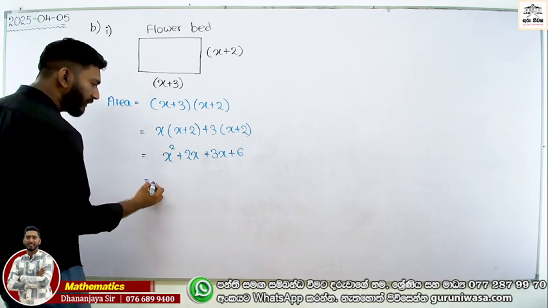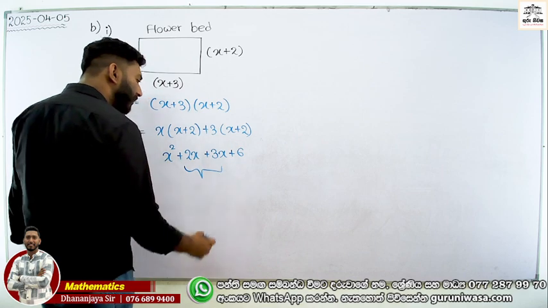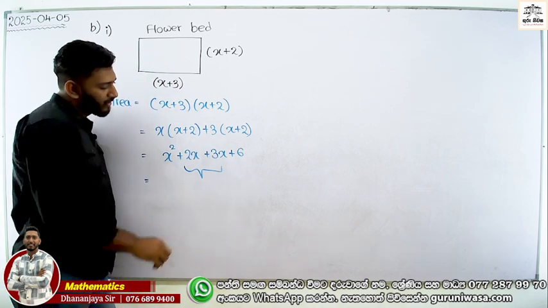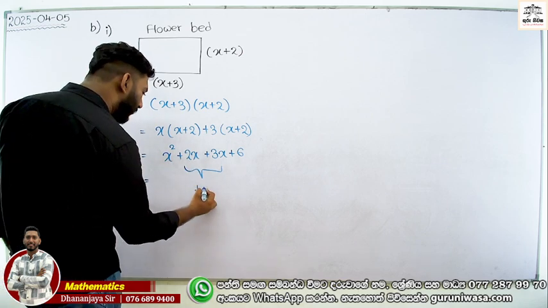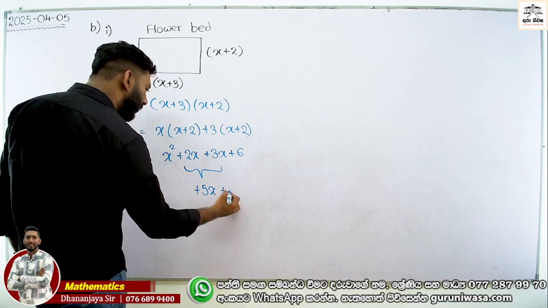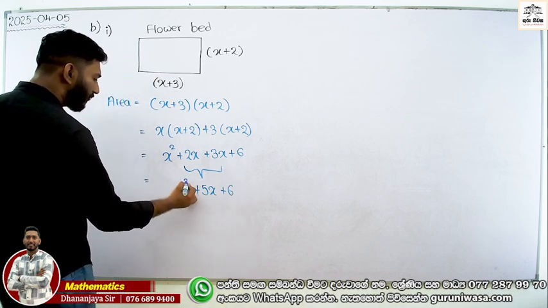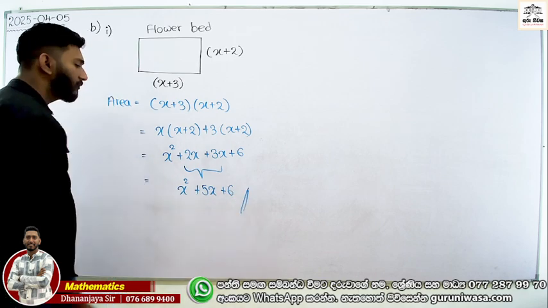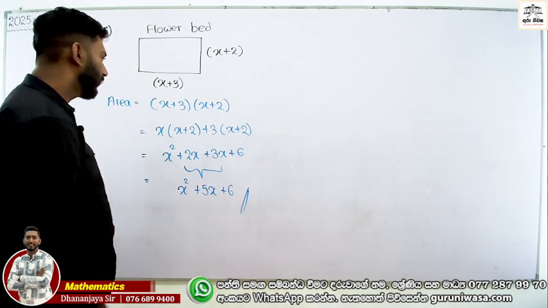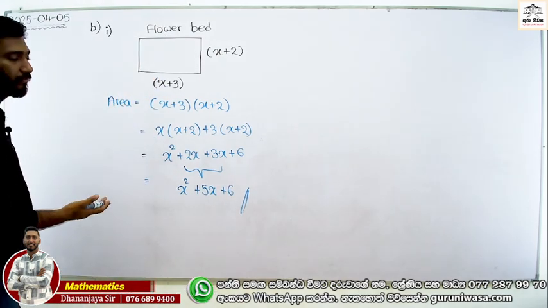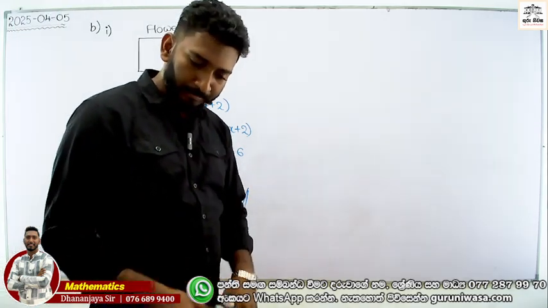Now you can simplify the like terms. Look at the middle one. Now what is the answer? Plus 2x plus 3x. What is that? Very good. Plus 5x because both are the same. The first term is x squared and the last term is plus 6. And this is the area of the flower bed, right?